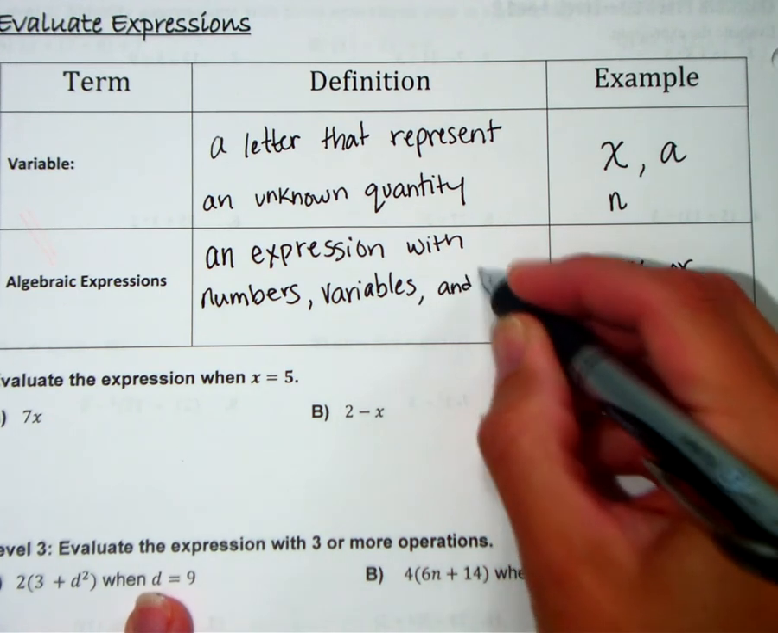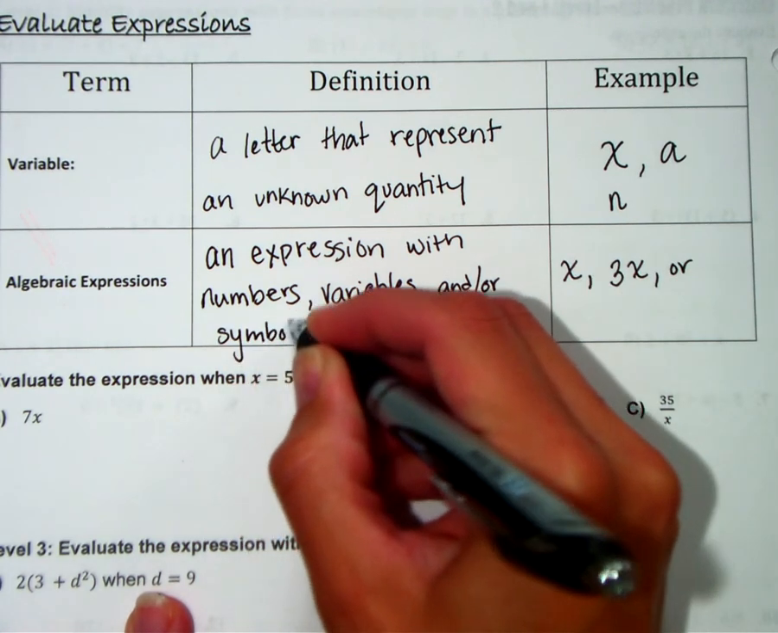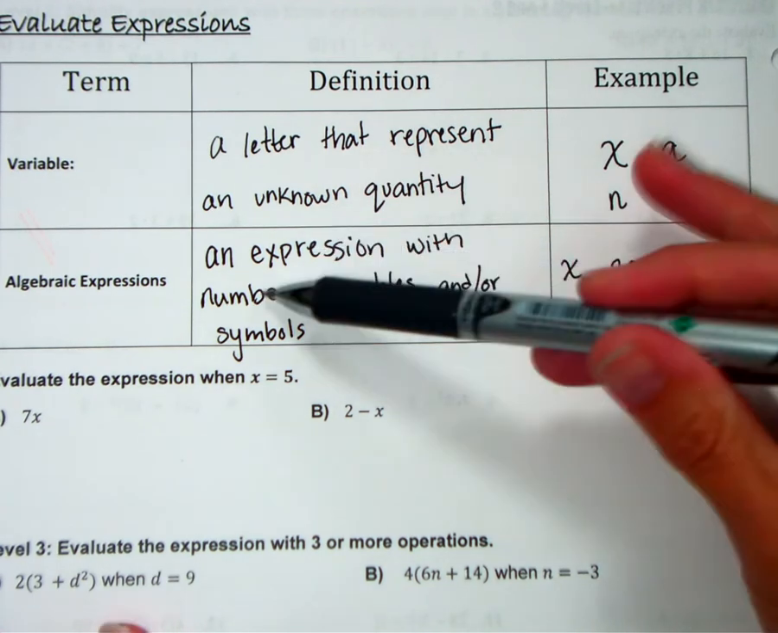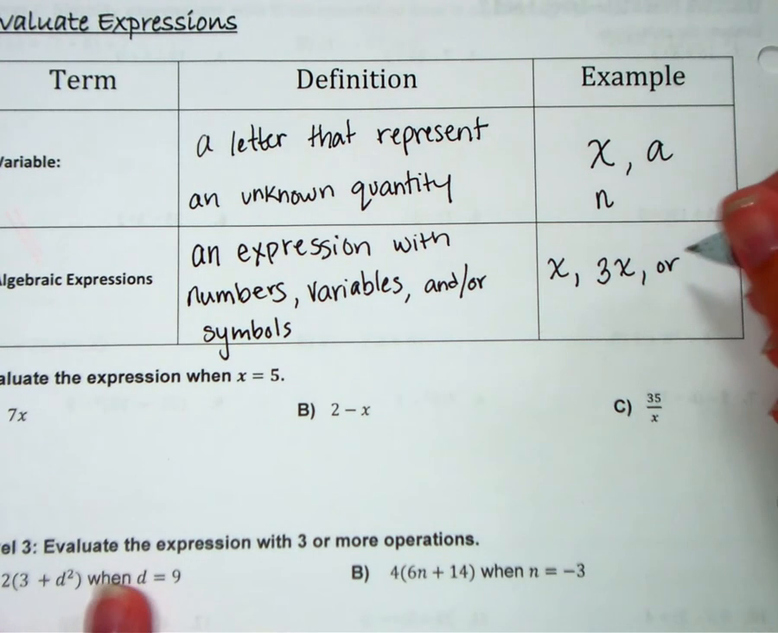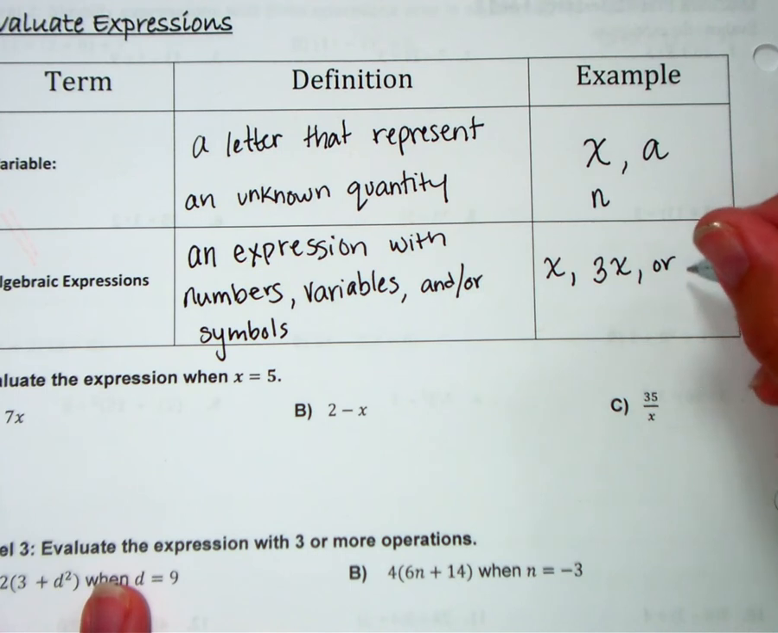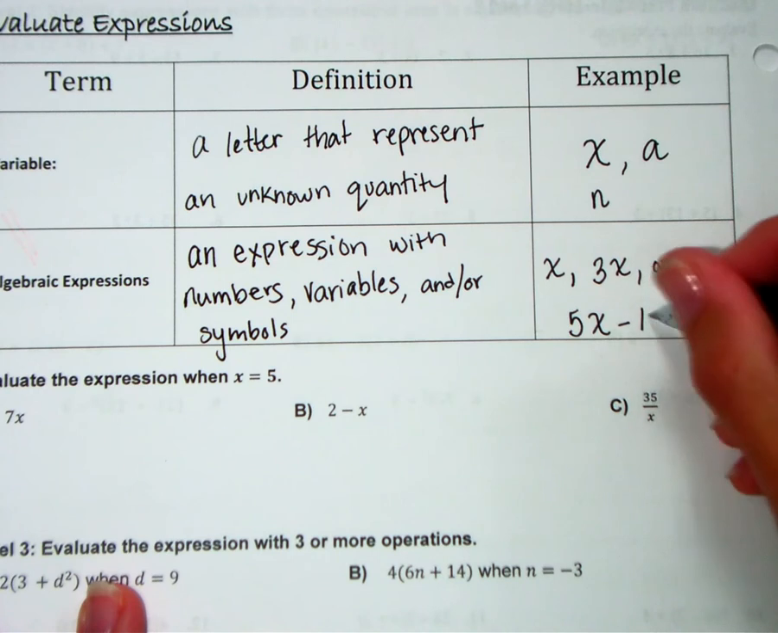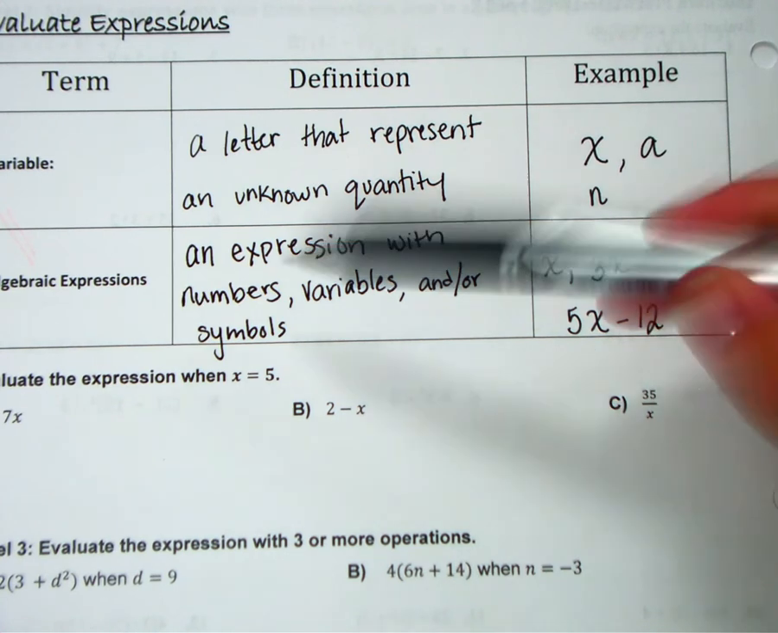Or symbols. So it could have variables and symbols. It could have numbers and symbols. Okay, but it does have to have either a number or a variable if it's going to have a symbol. Okay, so something like 5x minus 12 is an example of an expression. It's an algebraic expression because it has algebraic pieces in it. And the algebraic pieces are the numbers, the variables, and the symbols.